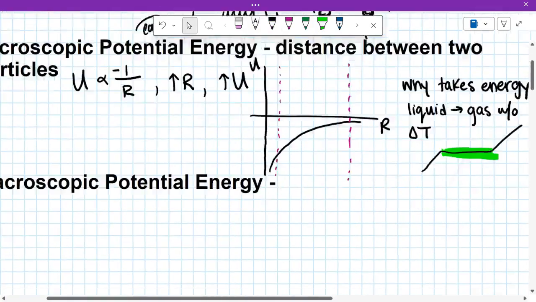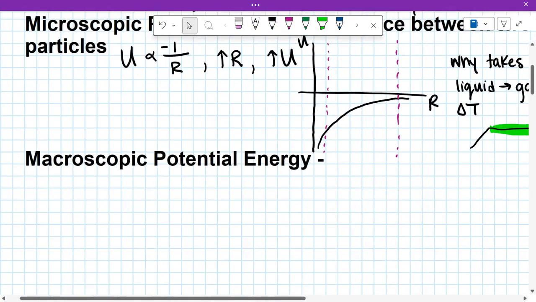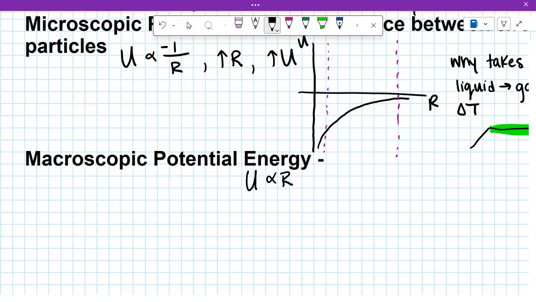Then we have macroscopic potential energy, and macroscopic potential energy, no matter what kind we're doing, is also going to increase with increasing distance between the objects. We don't have to deal with a negative here, luckily, but even at the large scale, as we increase the distance between two objects, we're going to increase the potential energy within the two-object system.